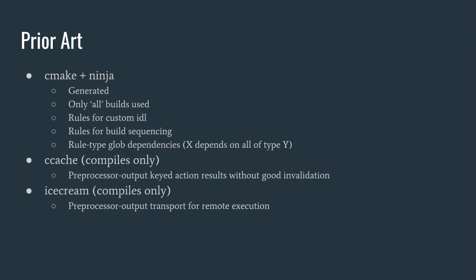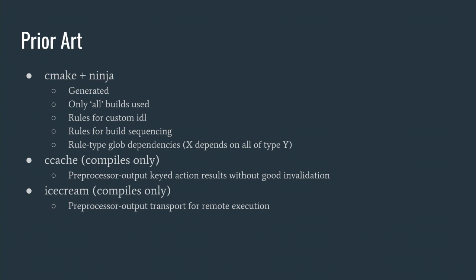So our prior art looks like a terrible set of tools. We utilize CMake and Ninja. That means that we were generating Ninja files from our CMake build definitions. We were only building all. There was very little support baked in for building individual targets. In fact, I asked some of the senior engineers whenever I first came onto the project over 2.5 years ago how to build just one thing, and nobody had any idea.